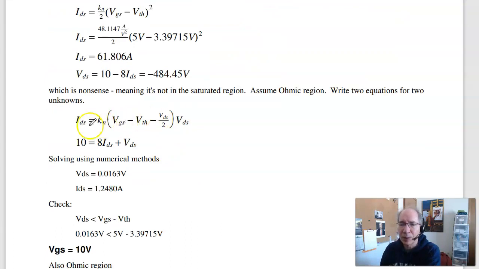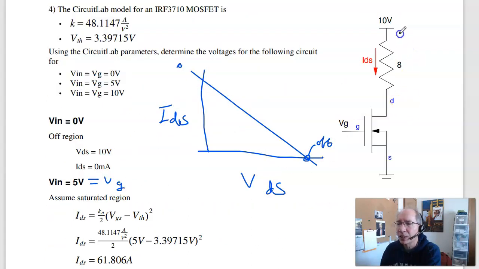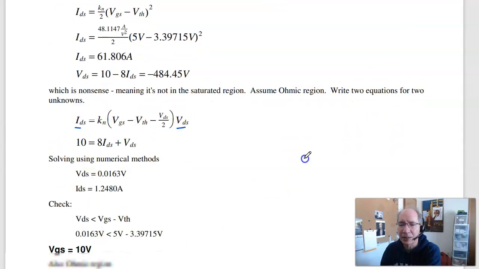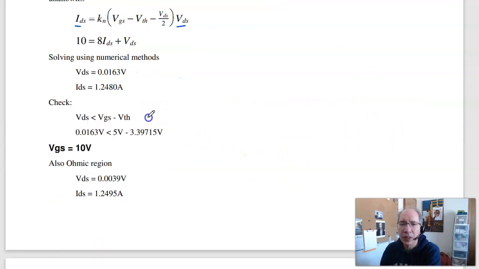Here's the ohmic model. I've got two unknowns, IDS and VDS. Here's the MOSFET model. I've got a second equation. I need two equations for two unknowns. The second equation is the load line. 10 volts is 8 times IDS plus VDS. Two equations, two unknowns, solve.